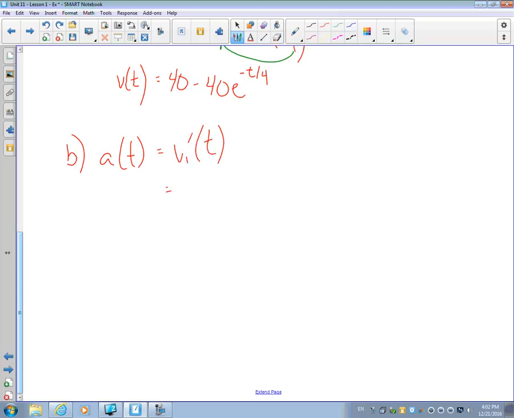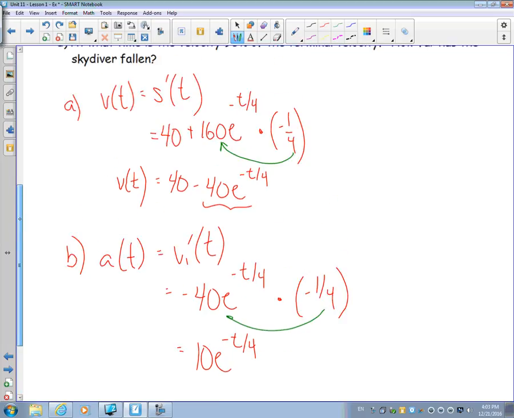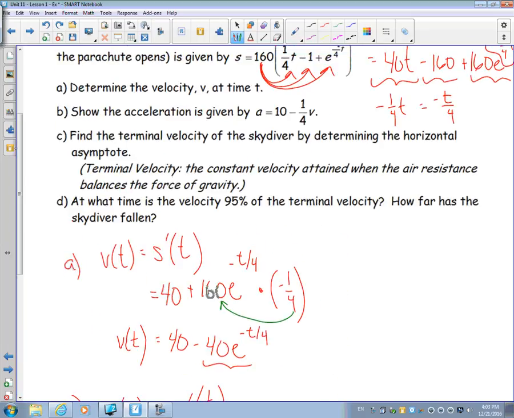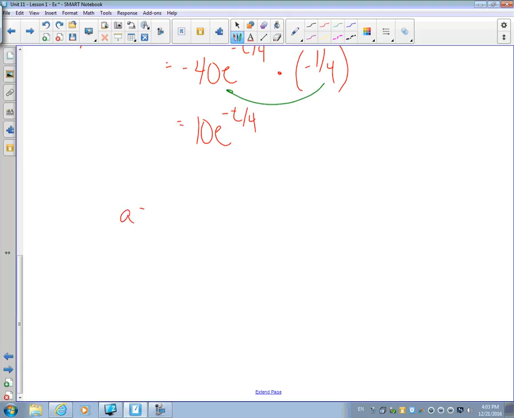Derivative of 40, gone. The derivative of this piece, negative 40 e to the negative t over 4 times derivative of the exponent, negative 1/4. Again, we'll simplify it, number times number, and we'll end up with 10 e to the negative t over 4. Now, that's not quite what they have there. They said 10, all right, but they said minus 1/4 v. They said a is supposed to equal 10 minus 1/4 v.